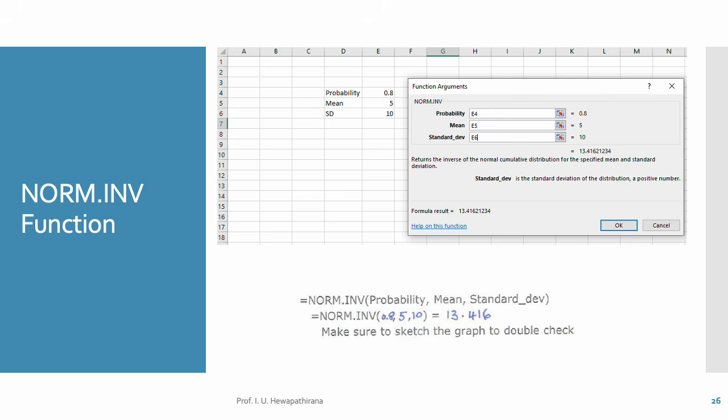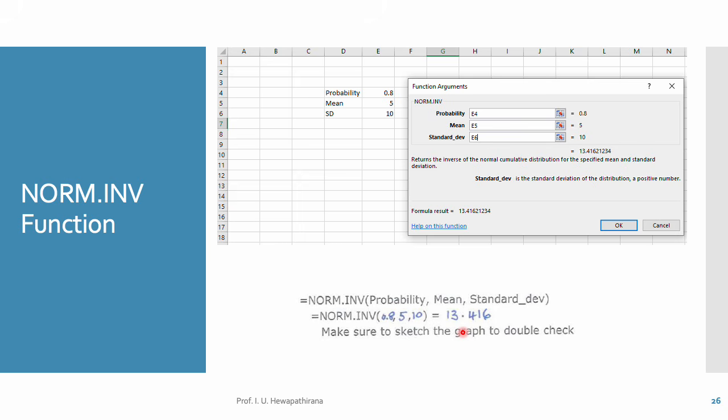To calculate the value of X straight away, we have a function in Excel called the norm.inv function. We go to Excel and type equals norm.inv and it asks for 3 parameters. What is the probability that you are interested in calculating? What is the mean of the given distribution? What is the standard deviation? So in our case, the probability is 0.8, the mean is 5, and the standard deviation is 10. So when we enter those values, it straight away gives the desired X value.